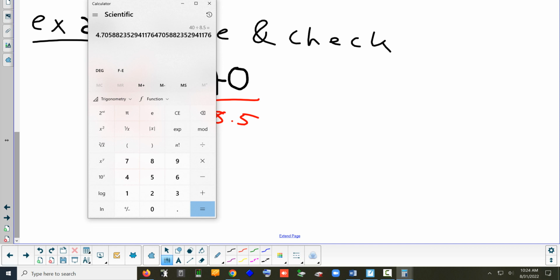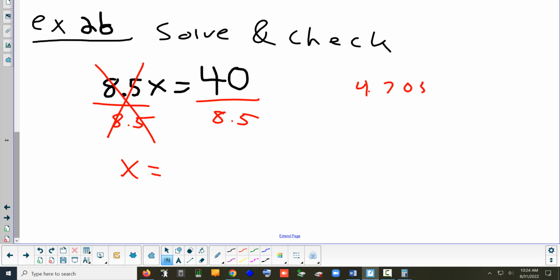Usually on a problem like this, I would give you, like, say, round to 2 decimal places or 3. Let's write some of them down. 70588. If I said to round that number to 1 decimal place, what would the answer be? Yeah? 4.7. What if I said to round to 2 decimal places? What would the answer be? Yeah? 4.71. Good job.